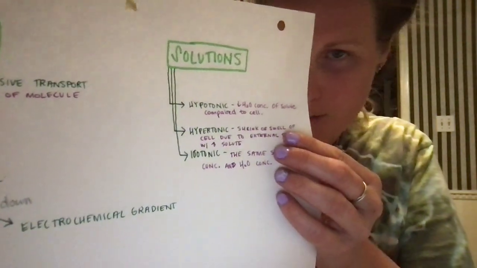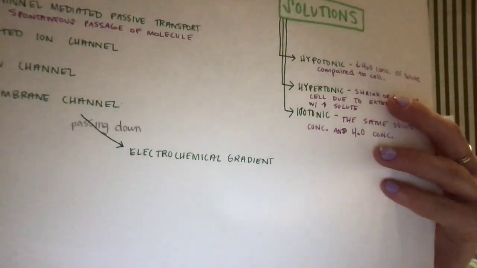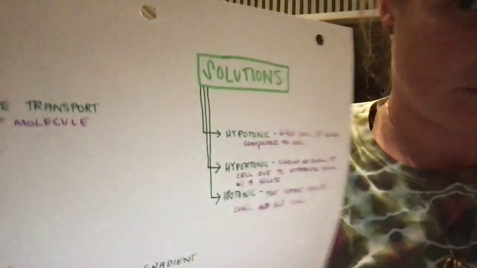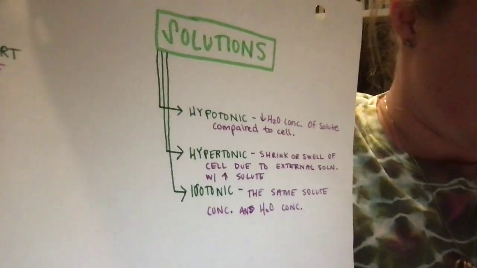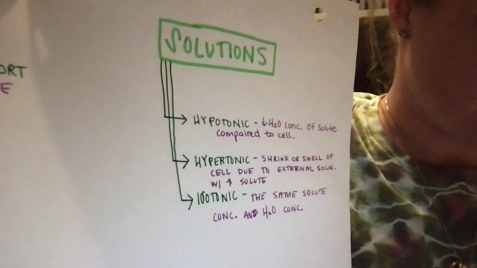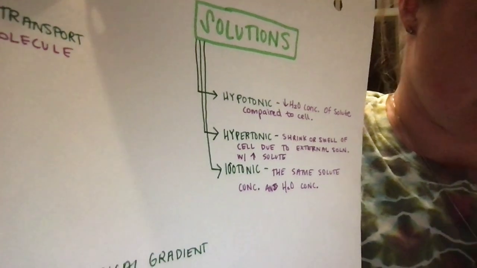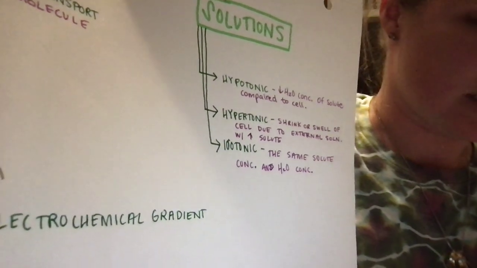Solutions. We have our hypertonic solution, which has a lower water concentration of a solute compared to the cell. The hypotonic solution, which is the shrink or swell capacity of a cell due to the external solution with a high solute. And the isotonic solution, which is the same solute as the water concentration.